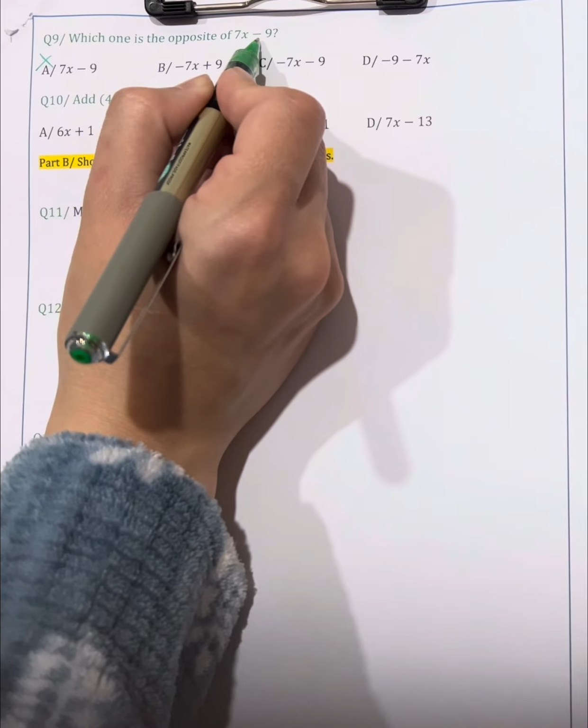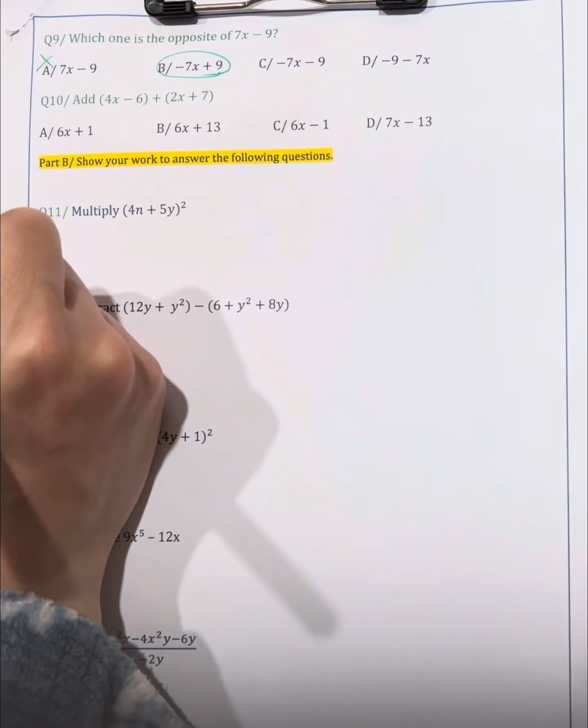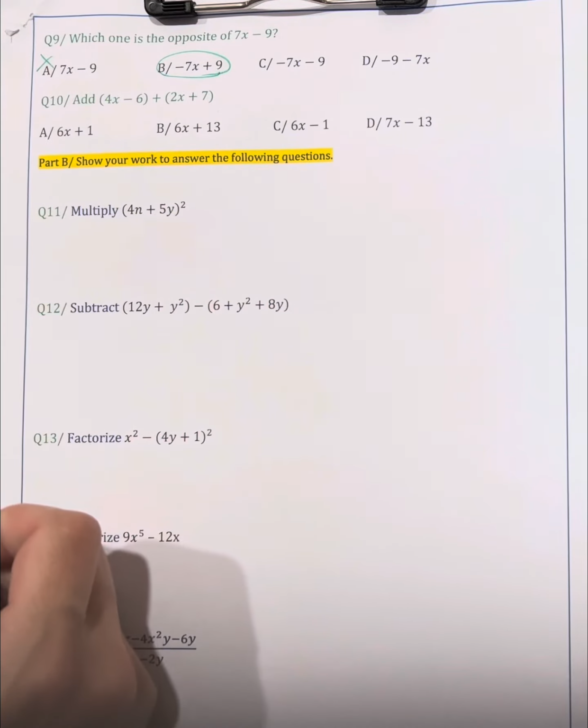Negative 9, the opposite is positive. This one is the only one that has positive 9. The others are all wrong.